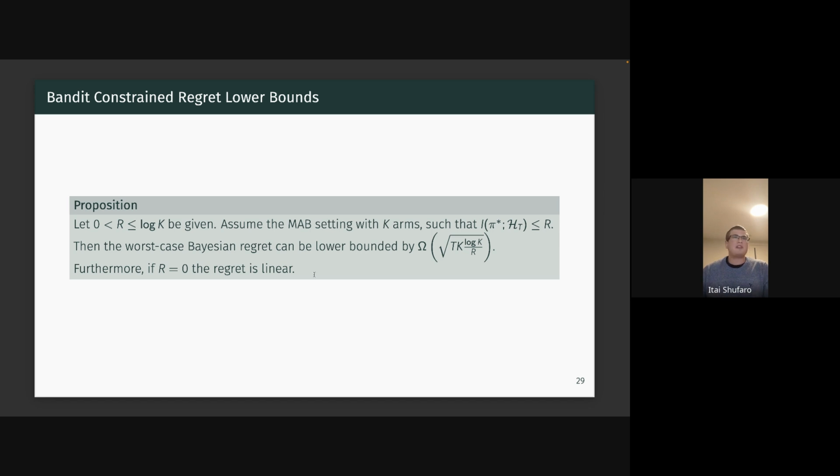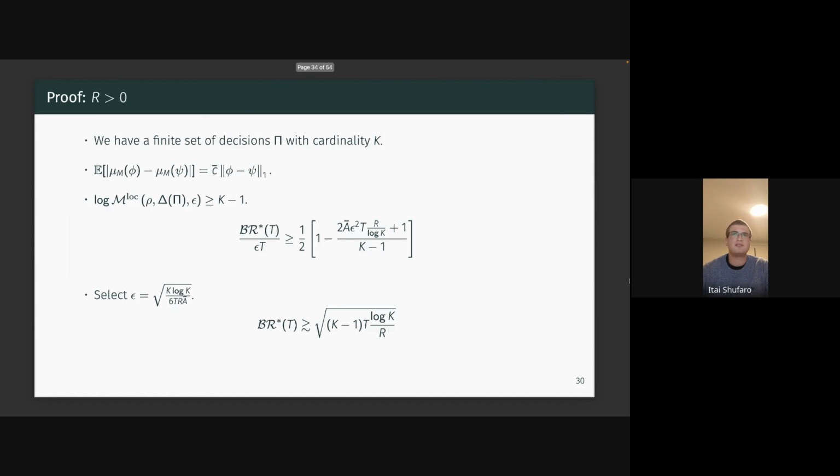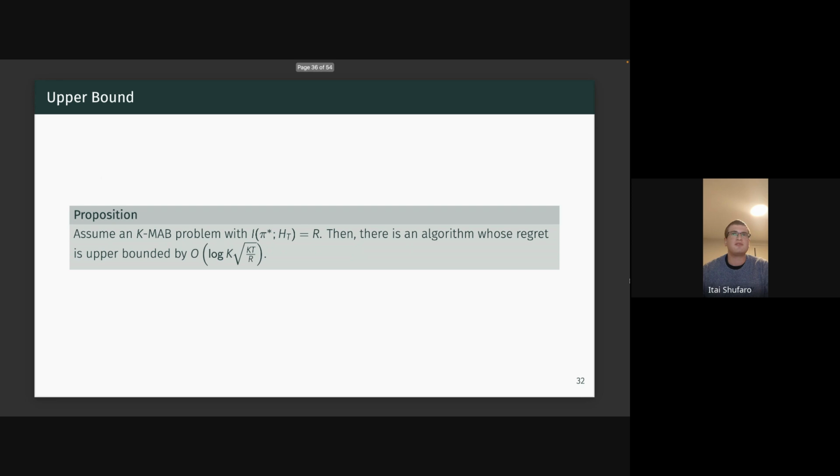So if R is positive, then for multi-armed bandit with K arms, we have this lower bound here, square root of TK times log K divided by R. So it's essentially the optimal lower bound, except multiplied by a square root of log K divided by R. And furthermore, if R is equal to 0, then we have linear regret. All right. Okay, so due to the shortage of time, I will not go over the proof, but the proofs for both positive R and R equals 0 are actually quite simple and straightforward. So I will not go over them.